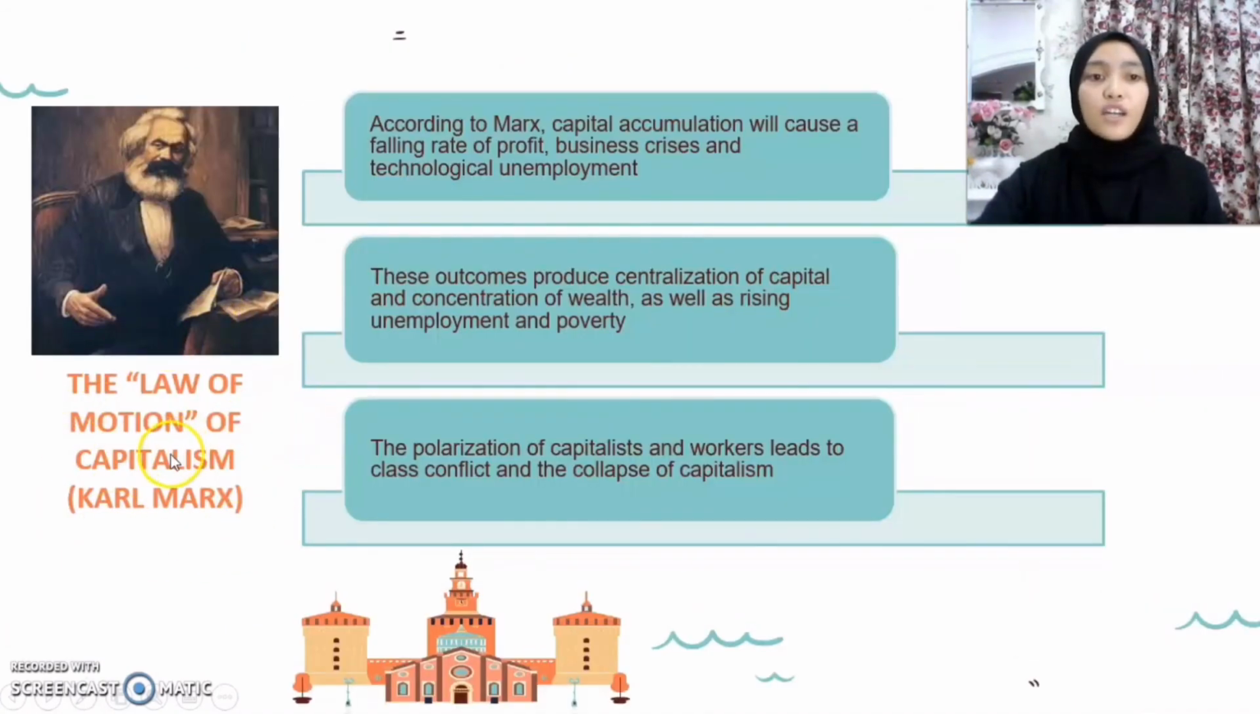The law of motion of capitalism, Karl Marx. According to Karl Marx, capital accumulation will cause three things. First, falling rate of profit. Second, business crisis. Third, technological unemployment. This outcome produces centralization of capital and concentration of wealth, as well as rising unemployment and poverty. The polarization of capitalists and workers leads to class conflict and the collapse of capitalism.